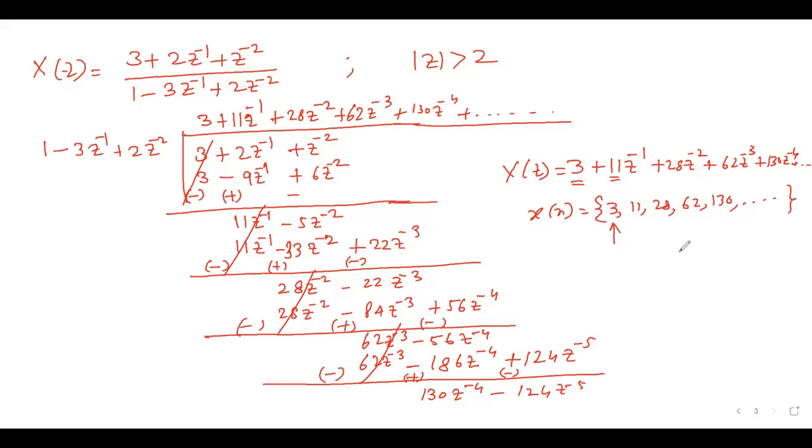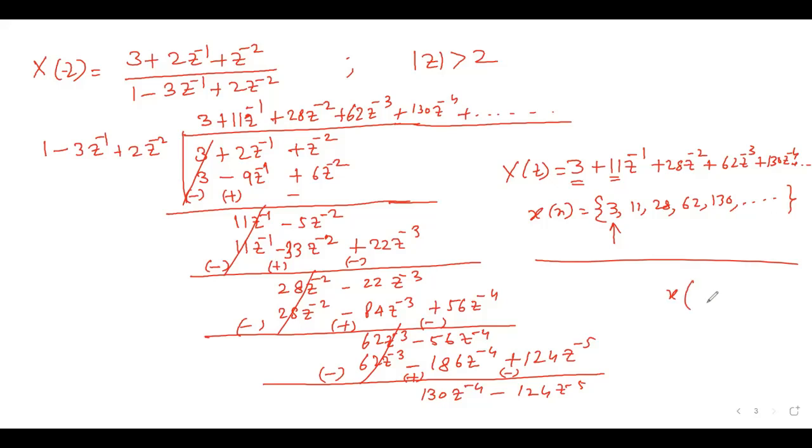Okay, the easiest method is the long division method, but there is a disadvantage. The disadvantage is that the result is not an expression. It is not in the closed form. It is the open form. So it will be very difficult.